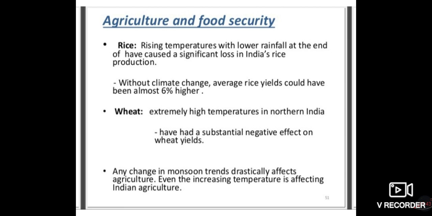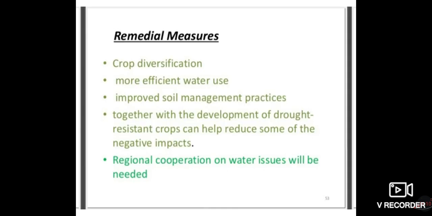And surely it is affecting agriculture and food security. Increasing temperature and low rainfall are affecting rice production in South India. And wheat production in North India has a substantial negative effect on the wheat yield, especially from extremely high temperatures in North India. So rice and wheat, this basic production is also affected by climate change.